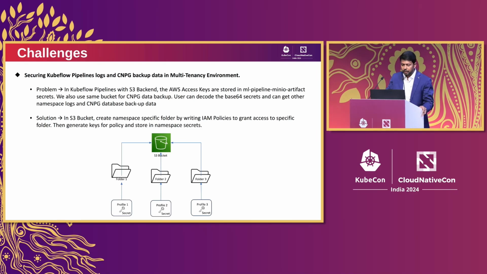Okay, the tech challenge we faced is that we used Kubeflow pipelines with an S3 backend. In the Kubeflow pipelines UI, there is an option called namespace pipeline, but in the backend, it uses a secret called mlpipeline-minio-artifact. So now a user can easily decode the secrets and get the S3 bucket keys, and if you get the S3 bucket keys, you can also see the other namespaces' logs.